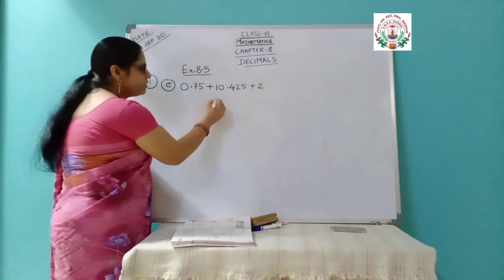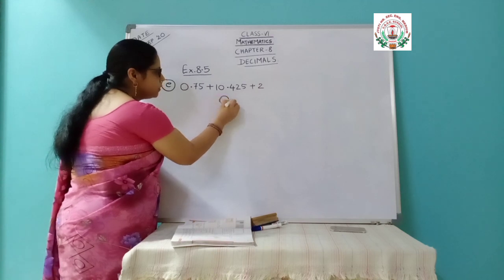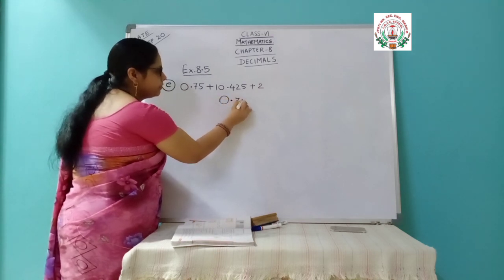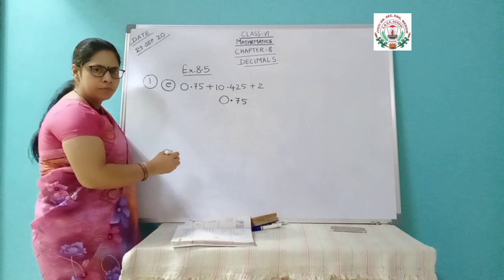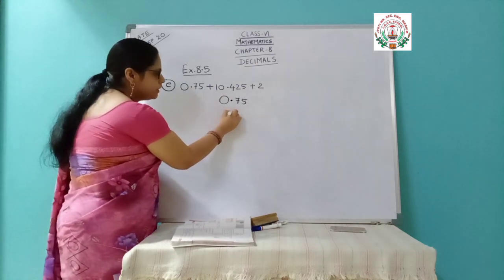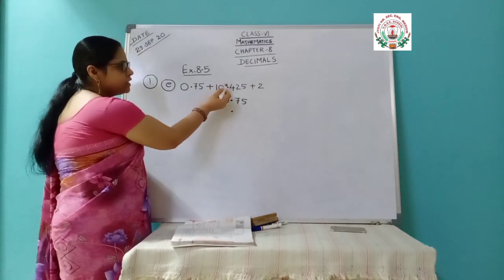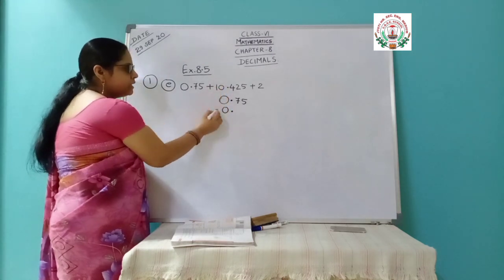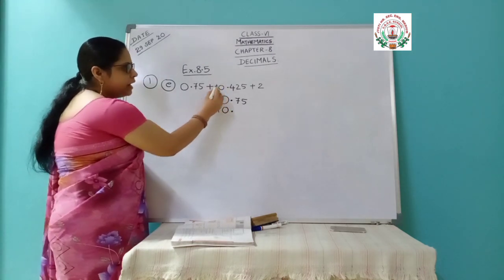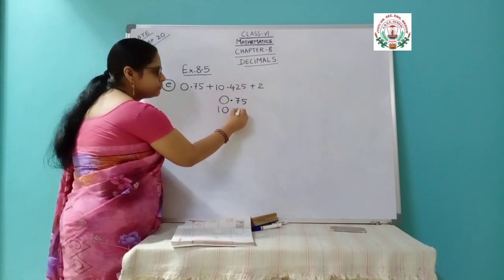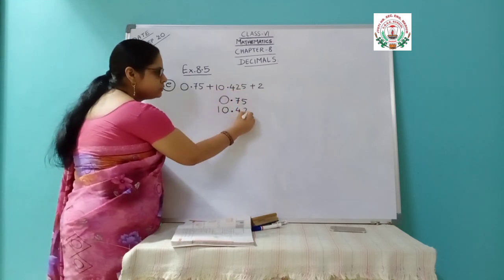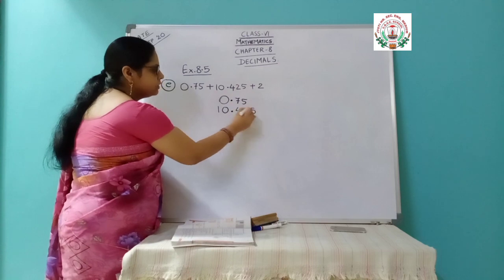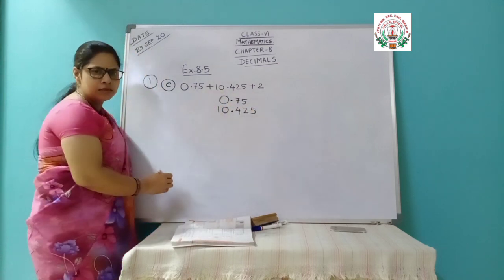Like first number we are writing, it is 0.75. Then for writing the second number, we will first write the decimal below the decimal. And then just before the decimal, the digit, that is 0. And before that it is 1. So it became 10. And just after the decimal, that is 4. After 4 is 2. After that is 5. So this whole second number is completed.